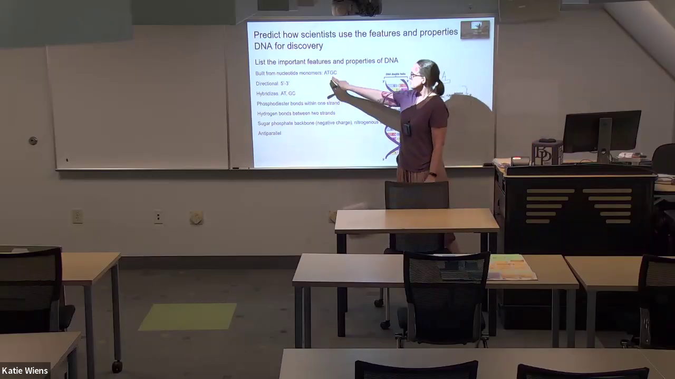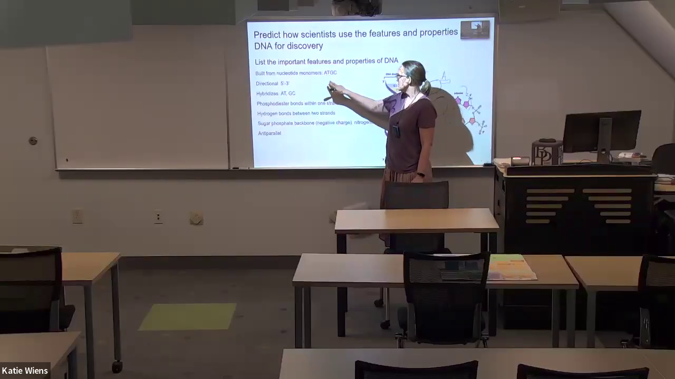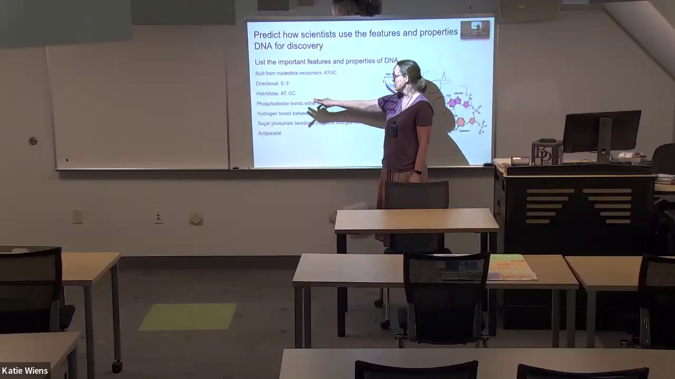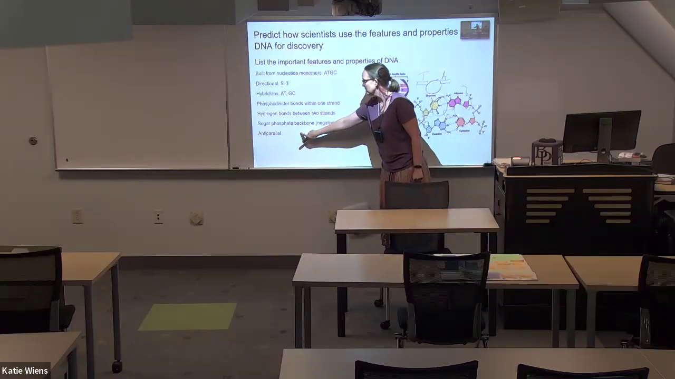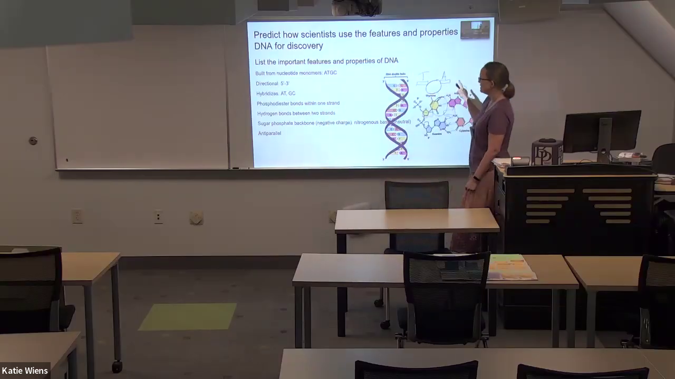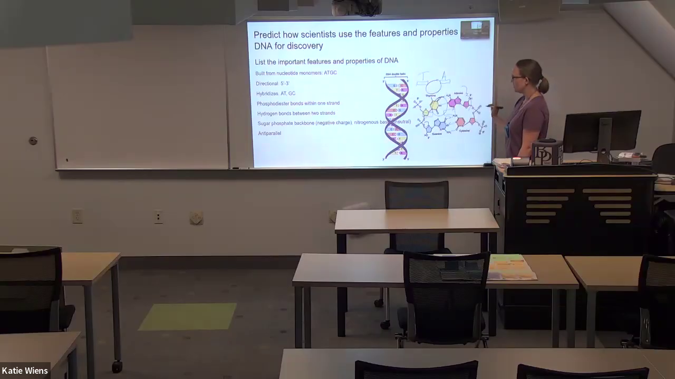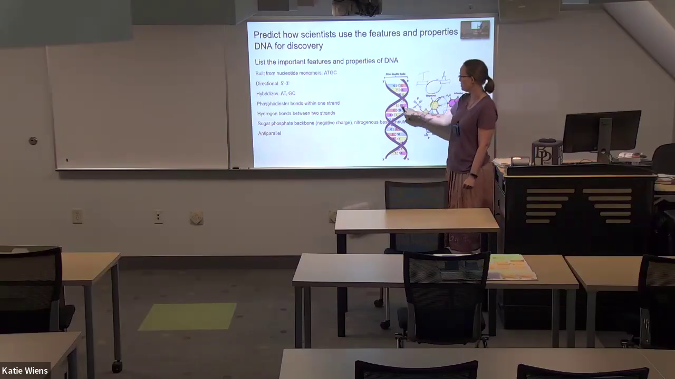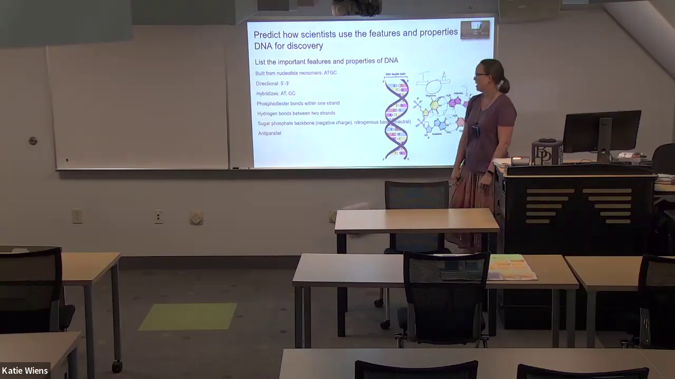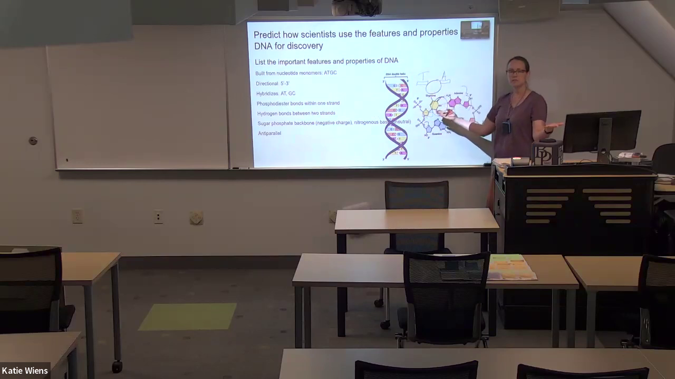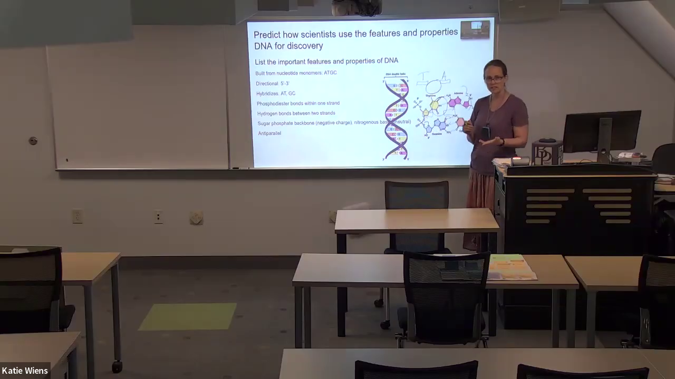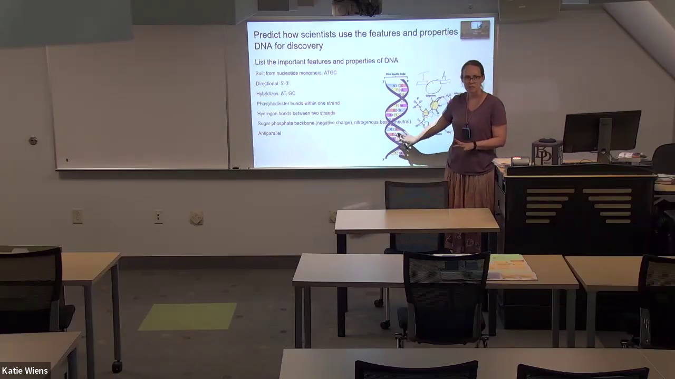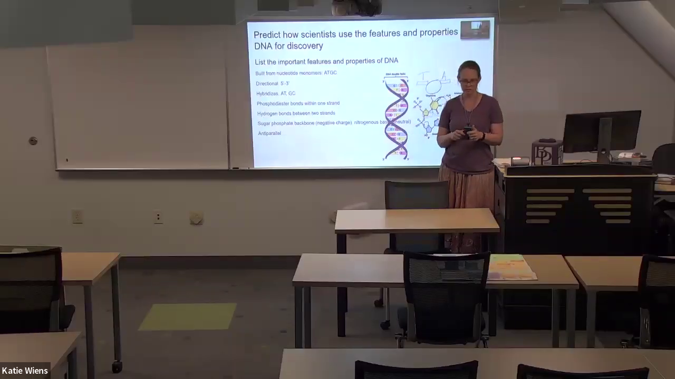So we've got built from nucleotide monomers, A, T, G, and C, directional 5' to 3' that lines up anti-parallel. The A and T go together and G and C go together. Phosphodiester bonds within one strand, hydrogen bonds between two strands. And I think that is it. So the important features and properties of DNA. Hopefully this is a little bit of a review for you from some of your other classes. And just as a reminder, we did cover this a little bit when we were talking about the different models that we looked at during the first day of class.